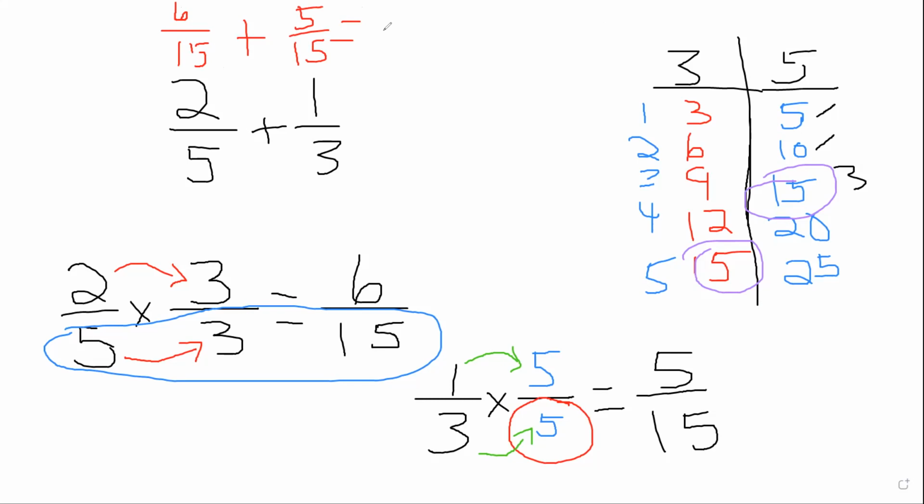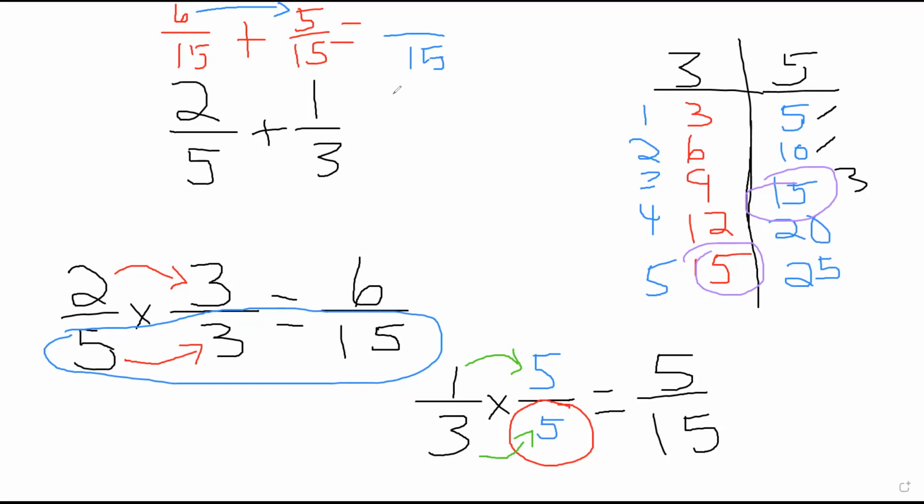side of things. Okay, so I'm going to draw my fraction bar, and then I'm just going to bring that 15 right over here. That there stays the same. All right, and then friends, we can go ahead and do 6 plus 5. Okay, 6 plus 5 equals 11. So our final response to 2/5 plus 1/3 is 11/15.